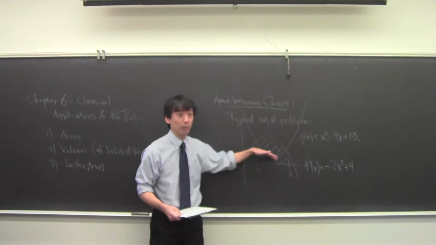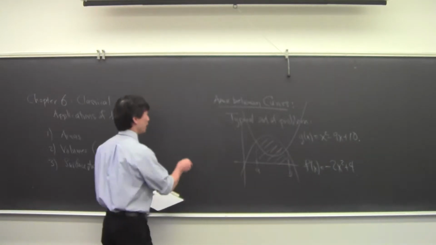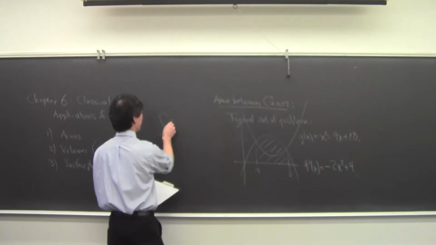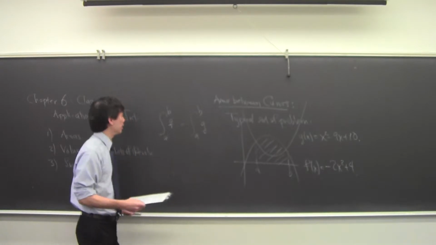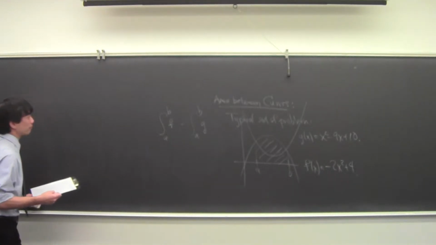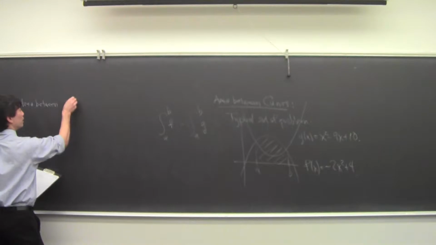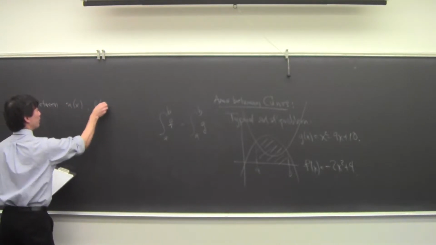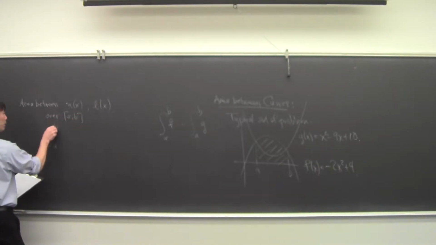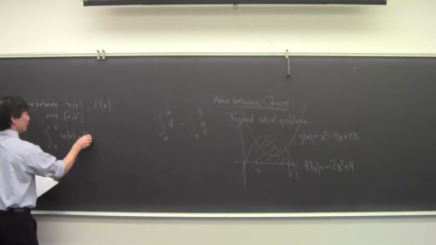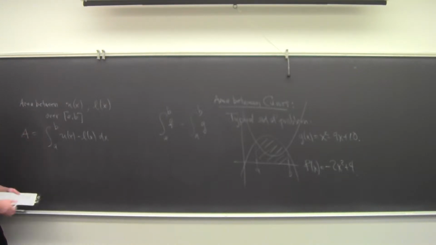Well, we want the area between them, right? So we need to subtract off the area that's beneath the lower guy. So we would get the area of the upper guy, which is F, between A and B, and we subtract off the area beneath the lower guy. In other words, the area between the upper guy U and the lower guy L, over the interval AB, is going to be the integral from A to B of the upper guy minus the lower guy.